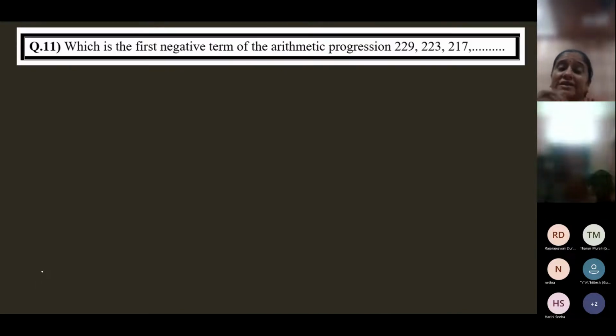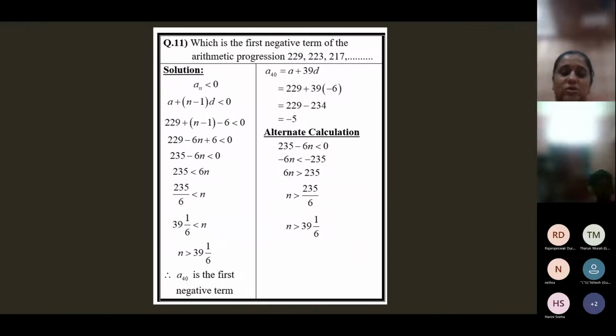So here n can be a fraction also. I'll tell you why. Now see here, how do we work this? a_n is less than 0. That's the condition. All of you understand the condition?